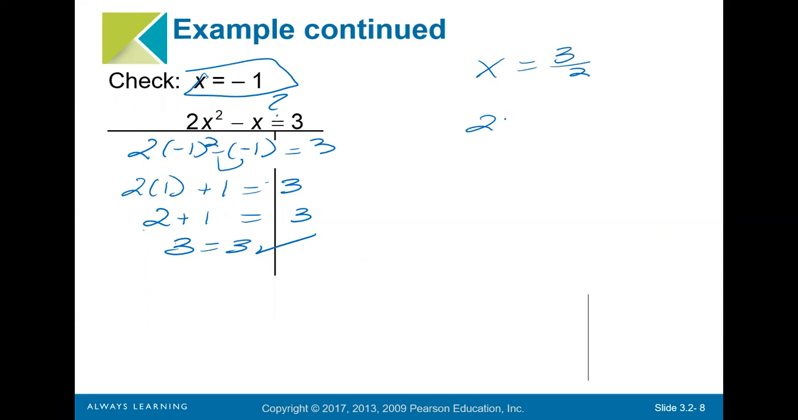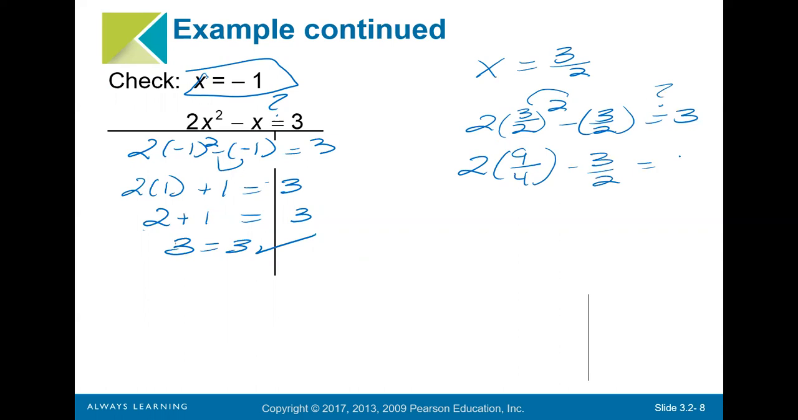So now I have 2 x squared. I'm going to put 3/2 in that place, minus 3/2 is equal to 3. We're checking. All right, so now I'm going to square. I'm going to distribute that square to everything in that parentheses. So 3 squared is 9, 2 squared is 4, minus 3/2. And now I could put the 1 underneath this 2 to notice that it reduces with that 4. 2 goes into itself once, goes into 4 twice. Now I have 9/2 minus 3/2.